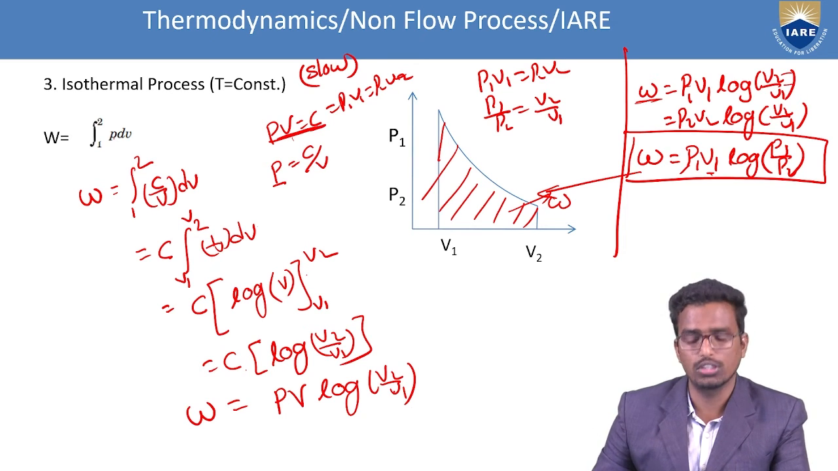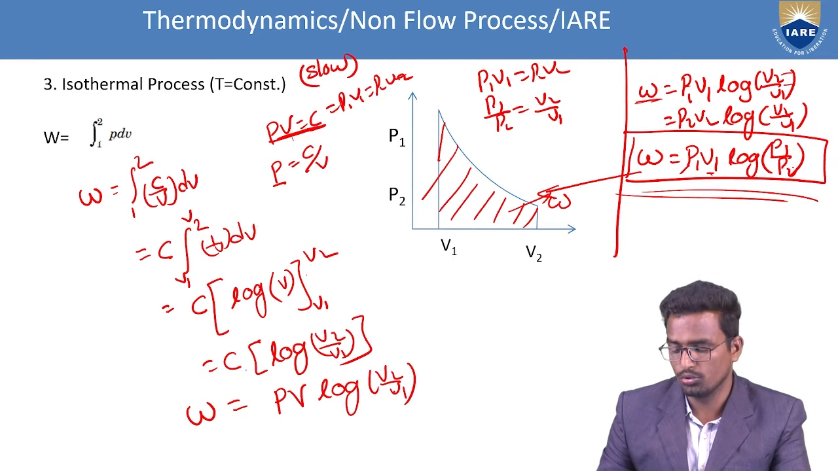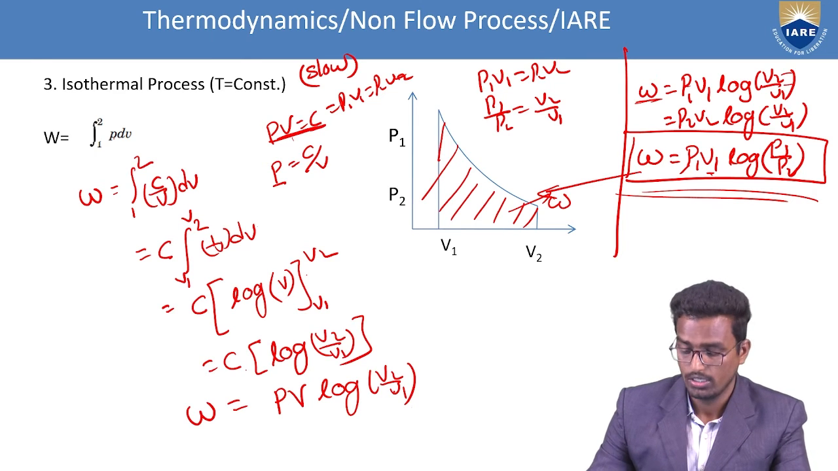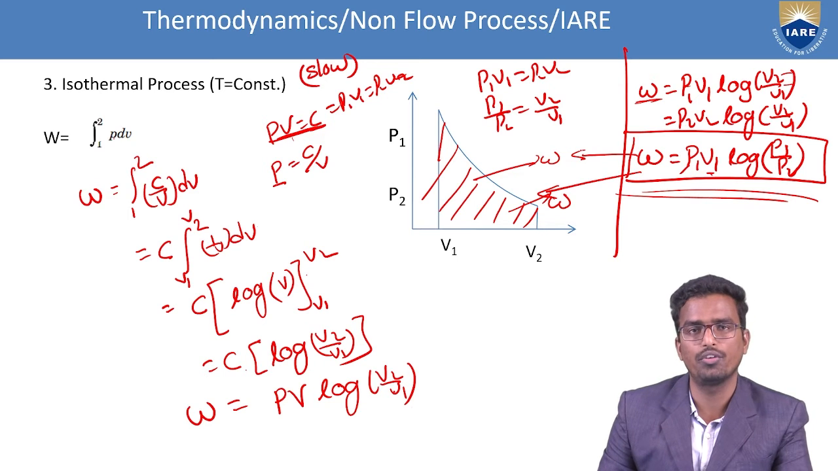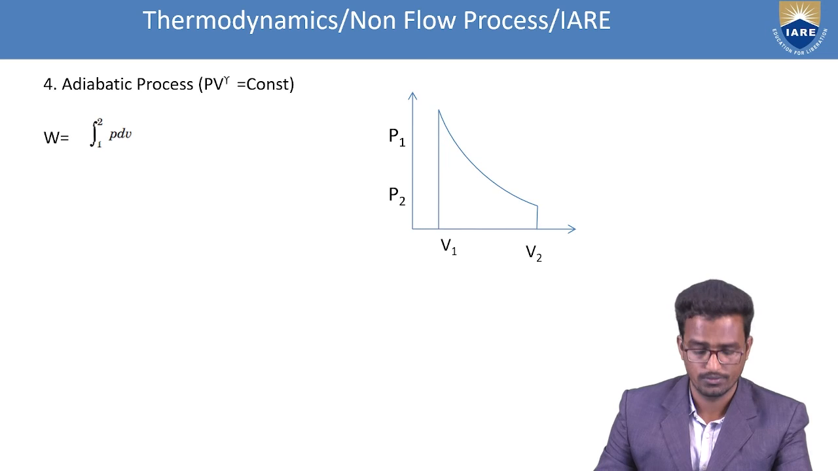Remember this value of work: P1 V1 into log of V2 by V1, or P1 by P2. The graph area and this formula give equal values. This is the isothermal process.